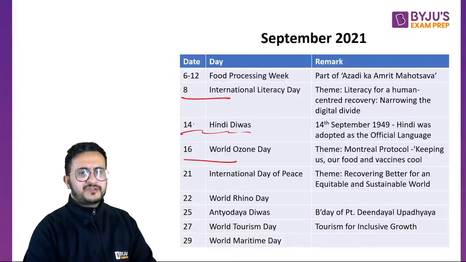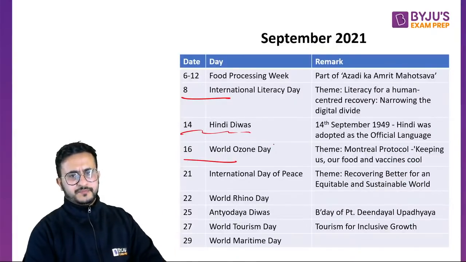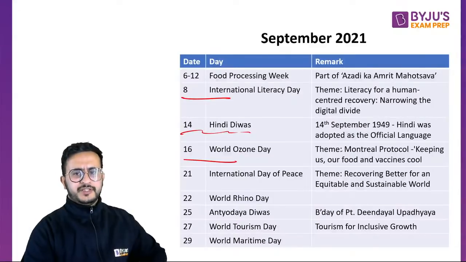Now they might ask you these as static questions also. When is this day observed? And what are the themes that are given, the themes of the ones that are every year, right? So this year for World Ozone Day, the theme was Montreal Protocol, keeping us, our food and vaccines cool.